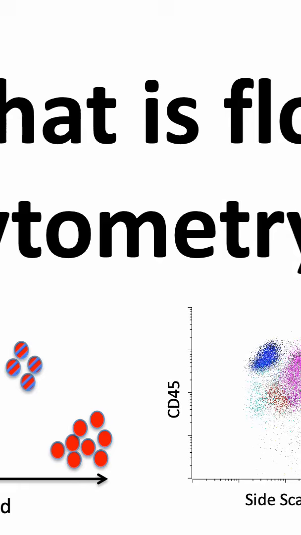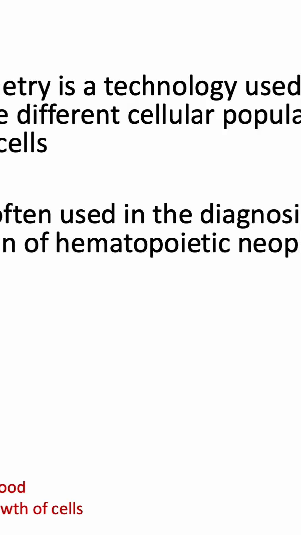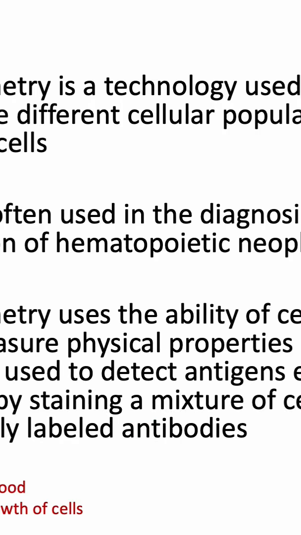In this short video, we will address the question, what is flow cytometry? Flow cytometry is a technology used to characterize different cellular populations in a mixture of cells. This technology is often used in the diagnosis and classification of hematopoietic neoplasms.